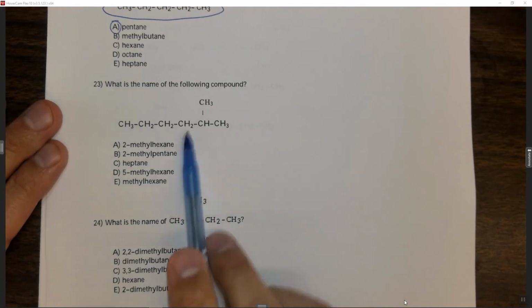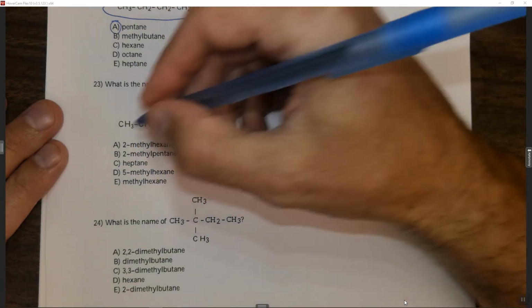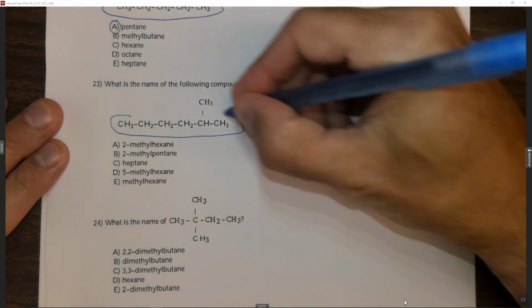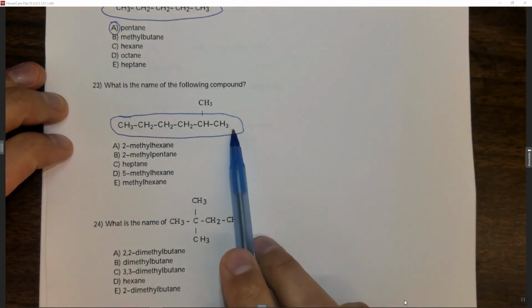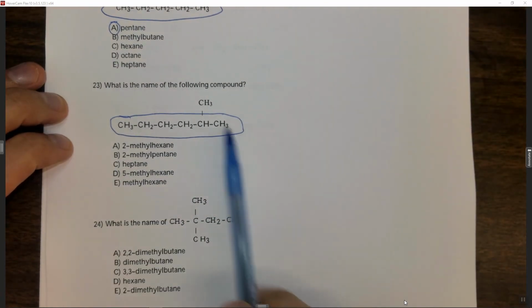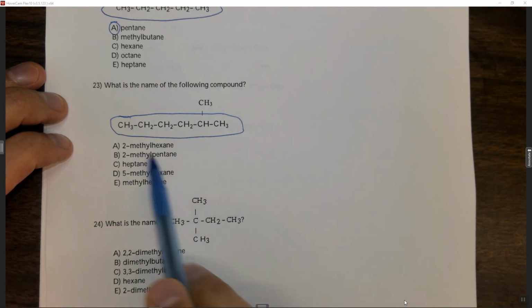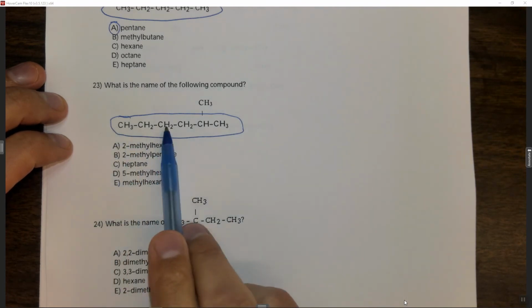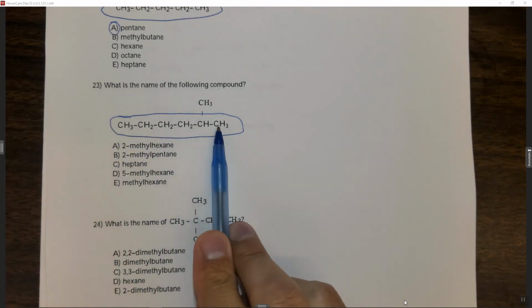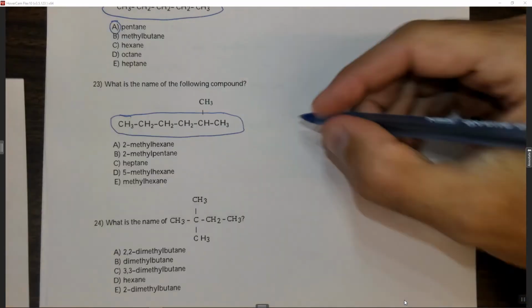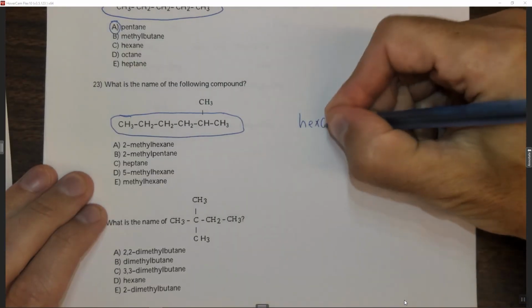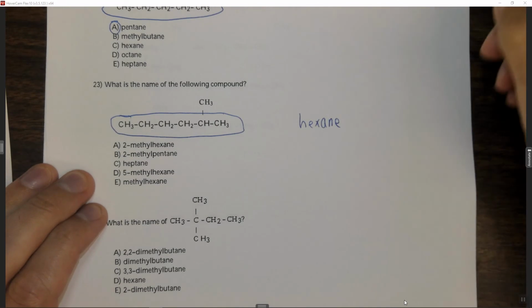Alright, number 23 says name the following compound. So we circle the longest continuous carbon chain, which in this course I'm always going to write in the obvious direction, if you will. So this is our longest continuous carbon chain. We have 1, 2, 3, 4, 5, 6 carbons. We go to our sheet, we find C6. This is called hexane. So the base name of this molecule is hexane.